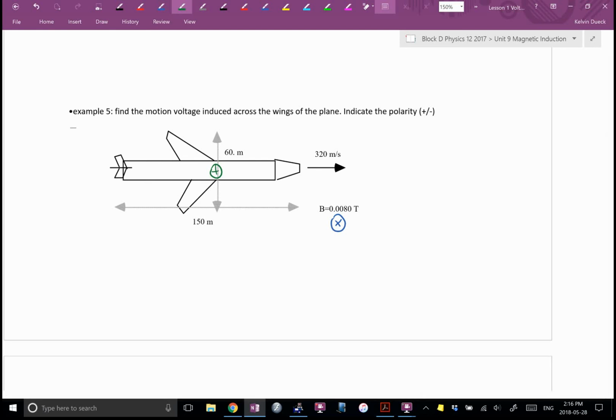So point your thumbs to the right. What direction is the magnetic field? What part of the plane will become positive? The top, the bottom, the back end, or the front end? In this picture, left wing. Yes? Left wing. That'll become positive. That'll become negative. How many volts are we going to generate here?